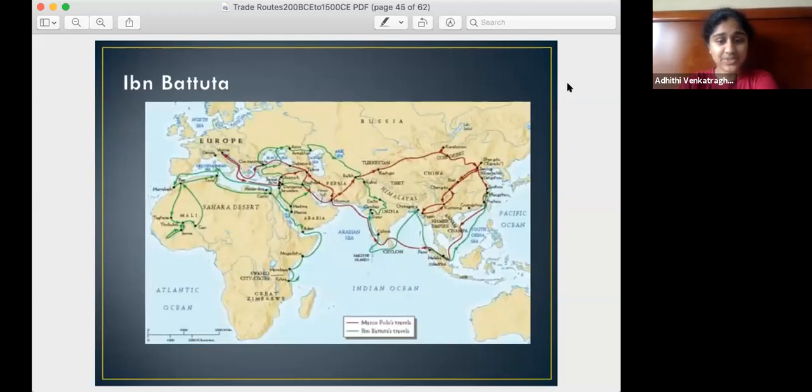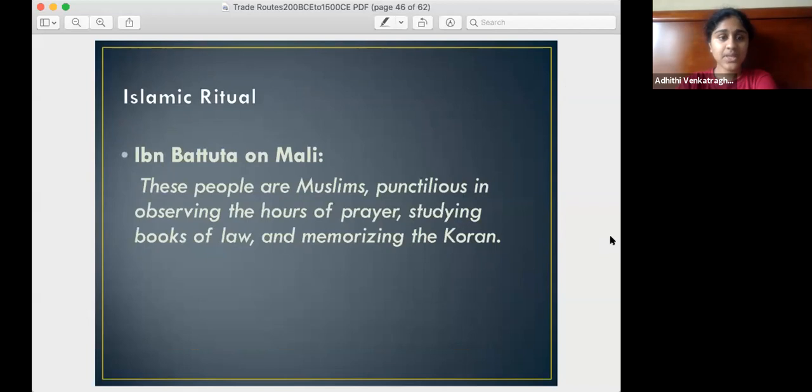This is Ibn Battuta's travels. He's another world traveler, kind of like Marco Polo. For reference, they've also given you Marco Polo's travels. As for the Islamic ritual, Ibn Battuta on Mali: these people are Muslims, punctilious in observing the hours of prayers, studying books of law, and memorizing the Quran.